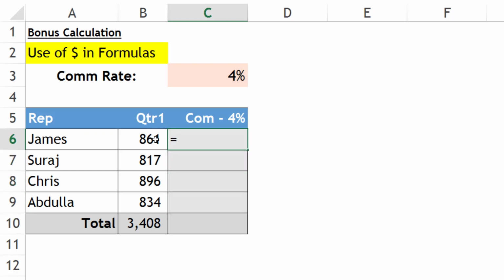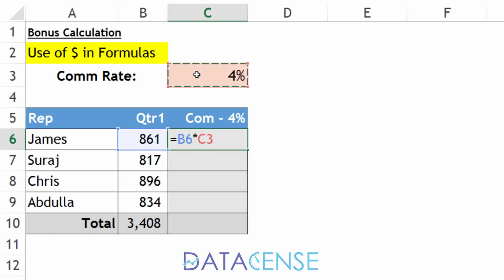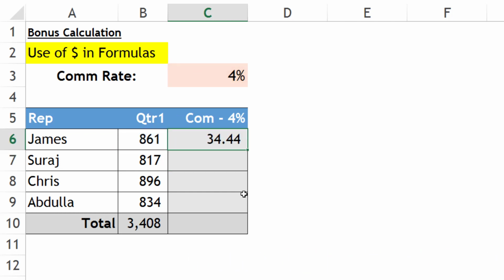Now for James, I write the formula: equal his sales multiplied by rate of commission. Okay, that is all fine. His commission is 34.44. Now what people generally do is take this corner and drag it down. But what happens? For Suraj there is no commission, for Chris there is an error, and for Abdullah his commission is much more than his sales itself. And here nothing is there.